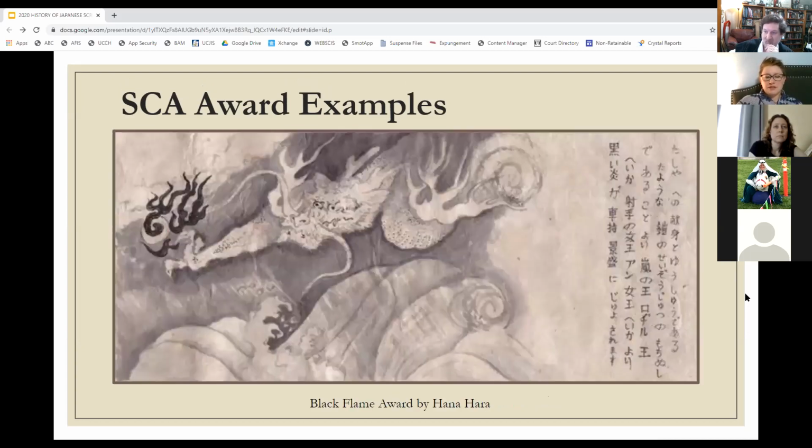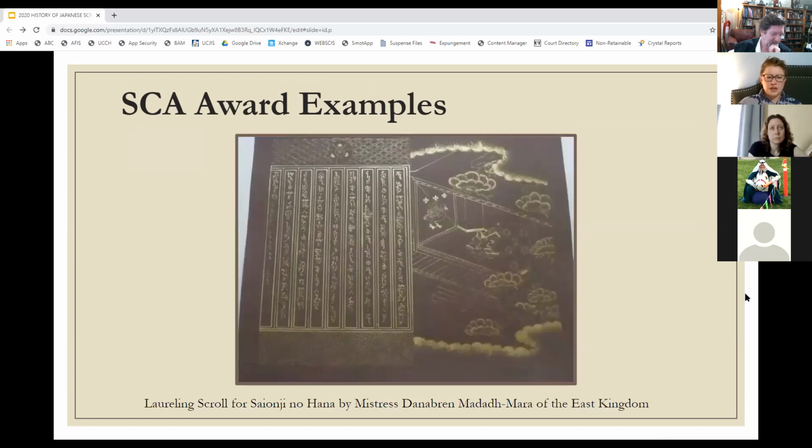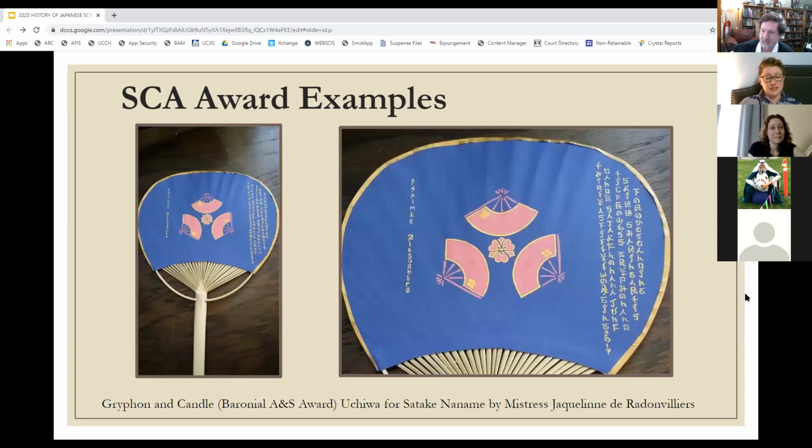And this is a Black Flame Award by Hanahara. This is based off of a 13th century scroll. This is a Laureline scroll for Sajani no Hana. This is by Mr. Stonebread Madamada of the East Kingdom. Please excuse me again, I am not good at pronunciations.